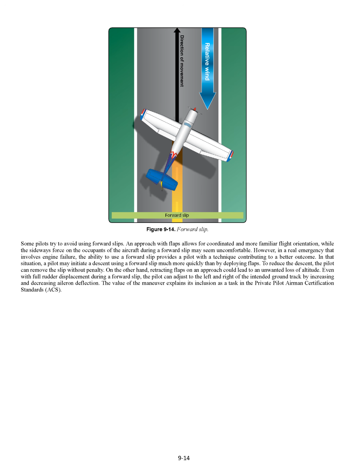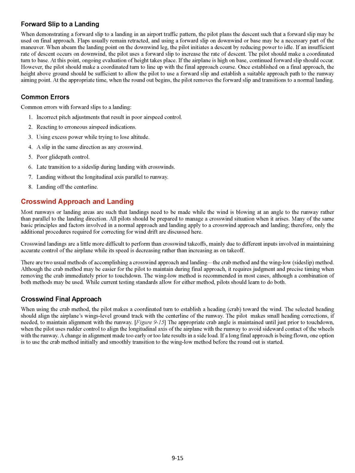The value of the maneuver explains its inclusion as a task in the Private Pilot Airman Certification Standards, ACS, forward slip to a landing. When demonstrating a forward slip to a landing in an airport traffic pattern, the pilot plans the descent such that a forward slip may be used on final approach. Flaps usually remain retracted, and using a forward slip on downwind or base may be a necessary part of the maneuver. When abeam the landing point on the downwind leg, the pilot initiates a descent by reducing power to idle.